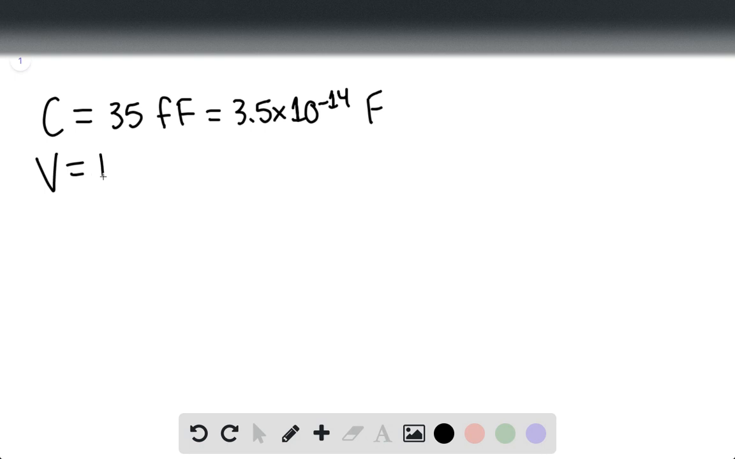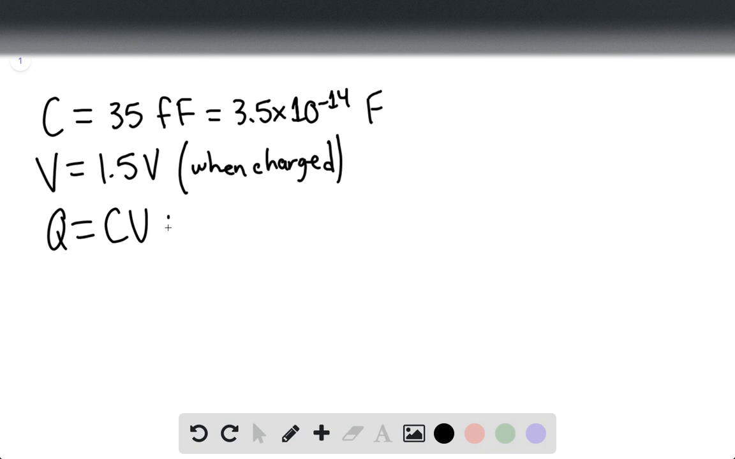And V is equal to 1.5 volts. And again, this is only when charged. So we know that Q equals CV, and we know that Q can also be related to the number of electrons, where N equals the number of electrons, and E, of course, is the charge on one electron.